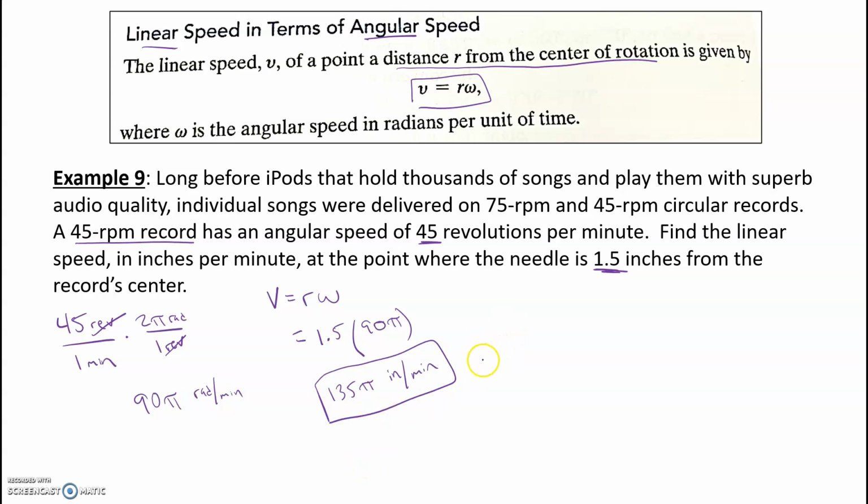If you wanted to round, because they didn't really tell us, it just says find the speed. If it was in terms of pi, we would stop there. If it wasn't, we could do 135 times pi in our calculator, and we would get about 424 inches per minute, which makes a little bit more sense.